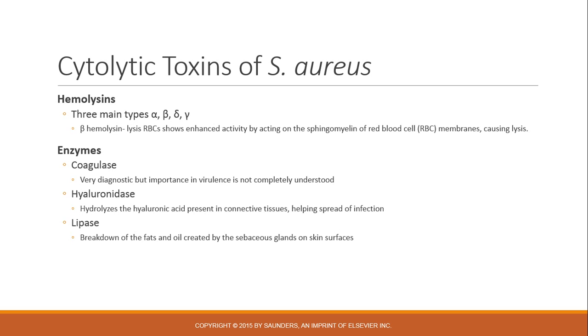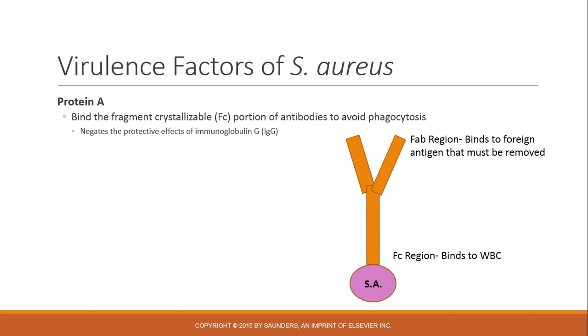Enzymes that it secretes, the coagulase enzyme. We'll talk about the coagulase test and how to detect that enzyme. They don't really understand how it works, but it helps us to identify the organism. Hyaluronidase breaks down hyaluronic acid, which is in your connective tissues, so that it can spread. Let's see, lipase breaks down fat in your tissues, so again, it can spread. So these are things that help it take advantage of the environment it's in in your body to cause infections.